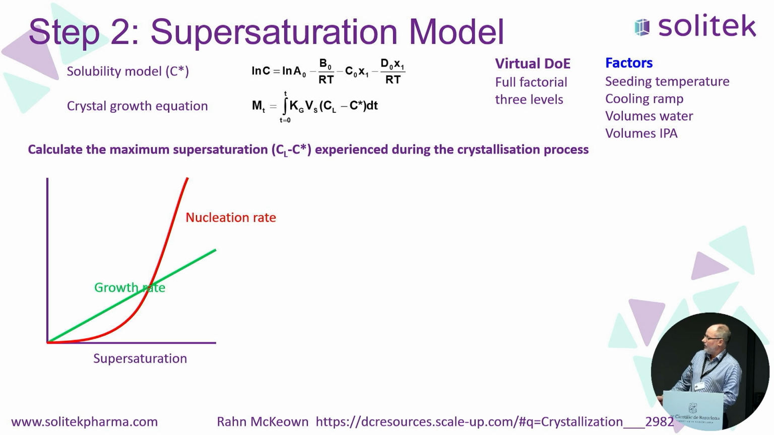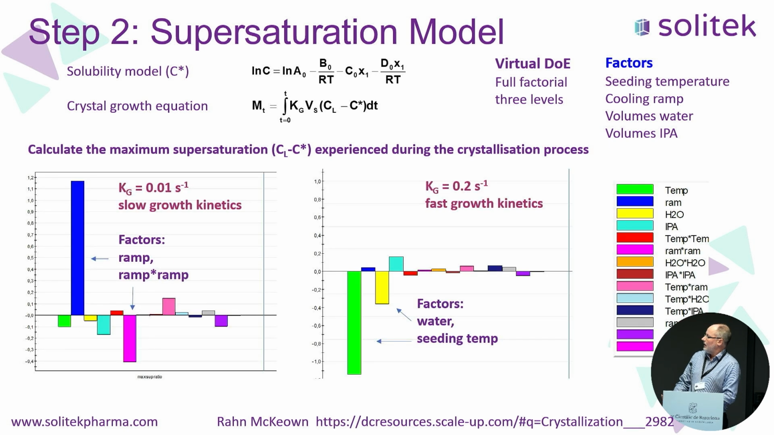So we're going to look for the supersaturation. That's going to guide us what's happening. Do we have crystal growth or do we have nucleation? And so what do we do initially? Well, we can just use the model, use the equation, and put in some numbers. They're not real, but we're just considering what would happen if I have slow growth kinetics, what would happen if I have fast growth kinetics. We consider all of the parameters of our process, and we put them into a virtual statistical design of experiments.